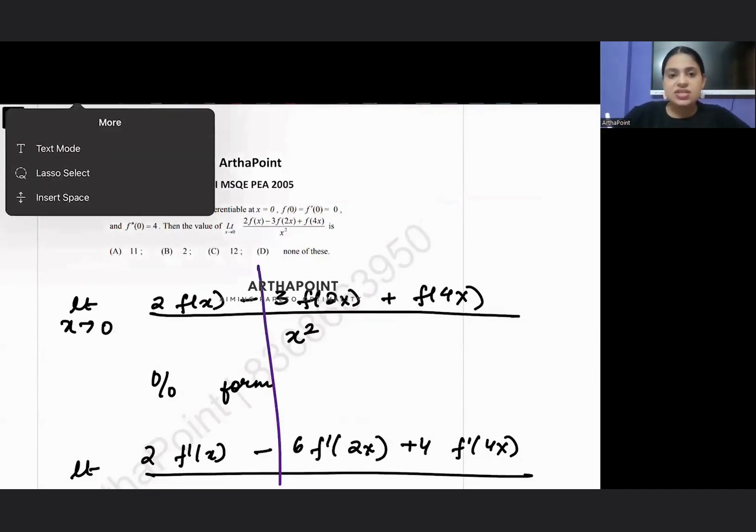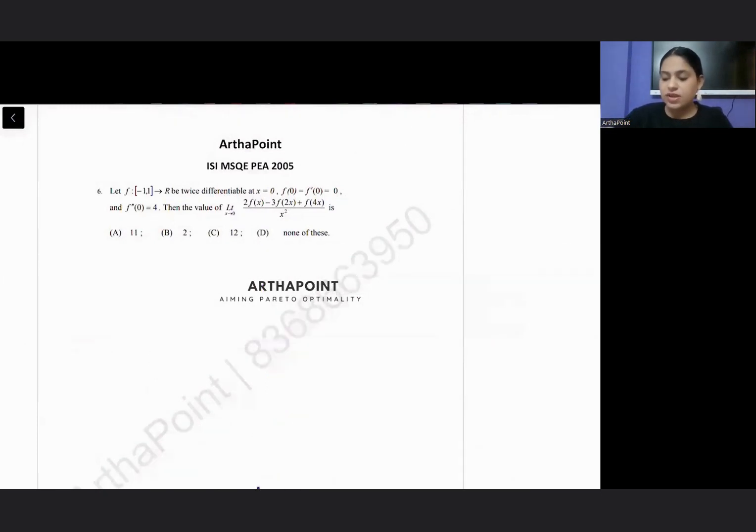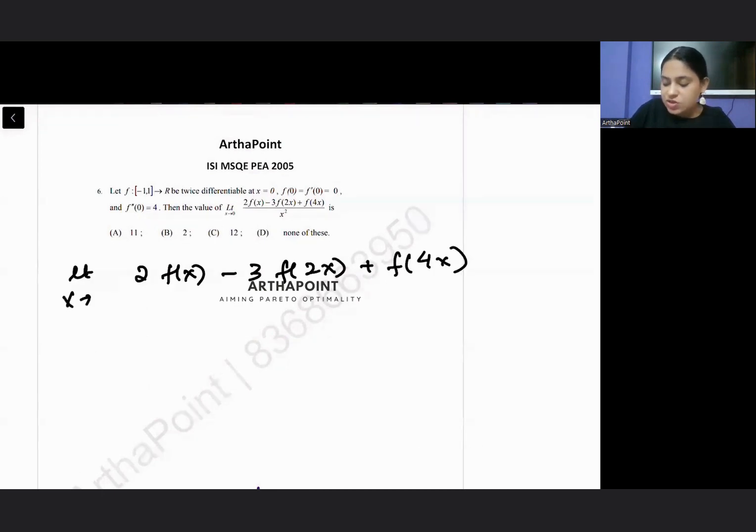This is asking you that you're given a function which is twice differentiable. And the function given to you is this: limit x tends to 0 of 2f(x) minus 3f(2x) plus 4f(4x) divided by x square. You need to understand that it's given to me that f of 0 and f dash 0 are 0.